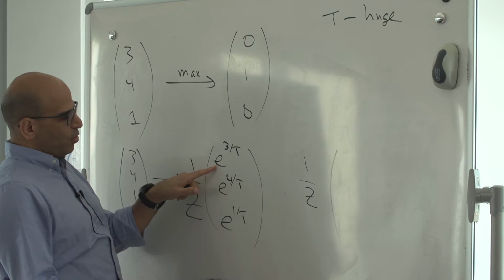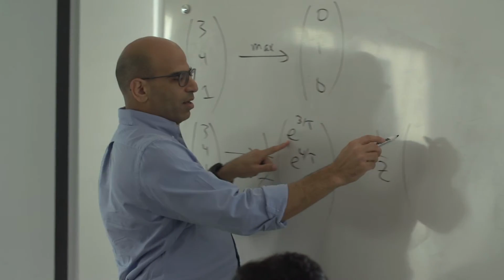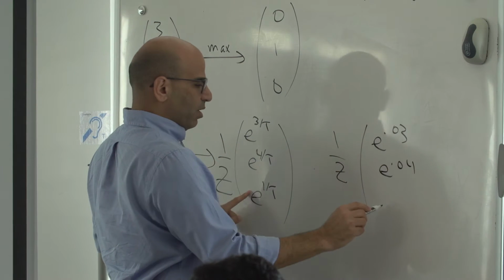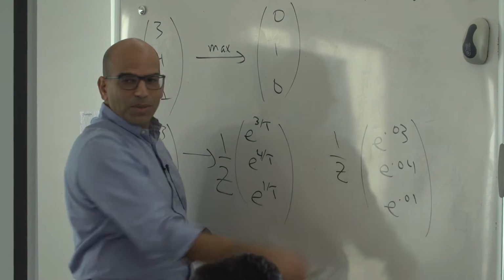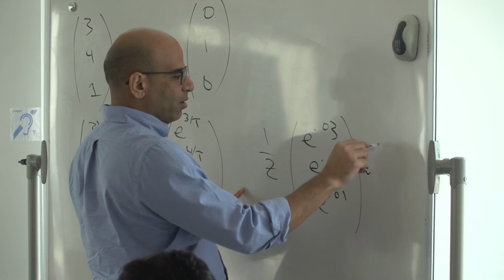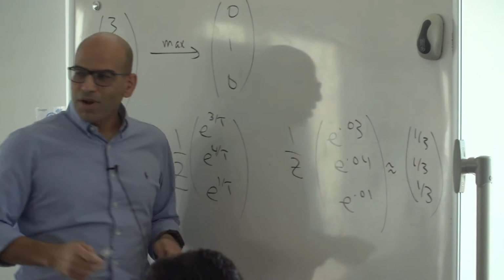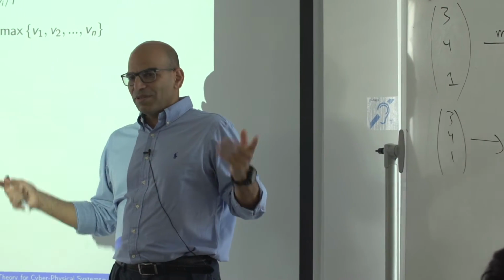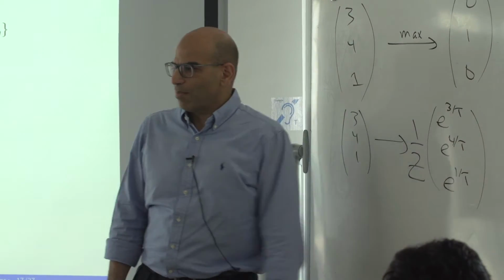When the temperature is huge, like suppose the temperature is, whatever, 100. Okay? E to the 0.03, e to the 0.04, e to the 0.01. These are all approximately equal to 1. So this approximately equals 1/3, 1/3, 1/3. So what happens when the temperature is huge? Pick something at random. Slightly favor the largest element, but pick something at random.